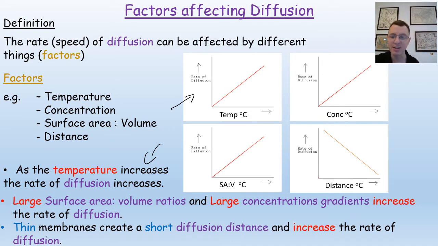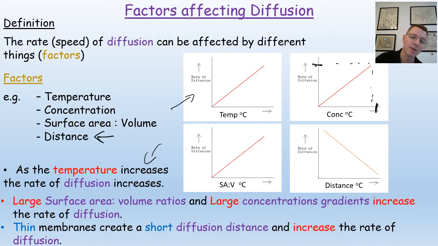So the bigger the difference in those two concentrations, the faster the rate of diffusion will be. If we have a very high concentration to start off with, we will end up with a very large rate of diffusion. Surface area to volume ratio. Again, the greater the surface area of your cells, the more diffusion can move through your cell membranes. So a larger surface area compared to your volume will increase the rate of diffusion. As surface area to volume ratio increases, the rate of diffusion will increase.